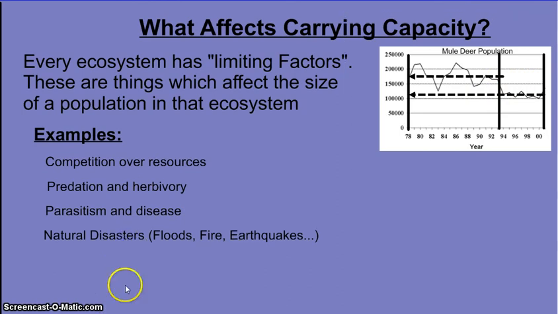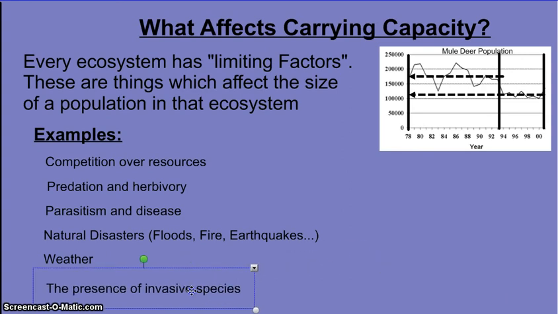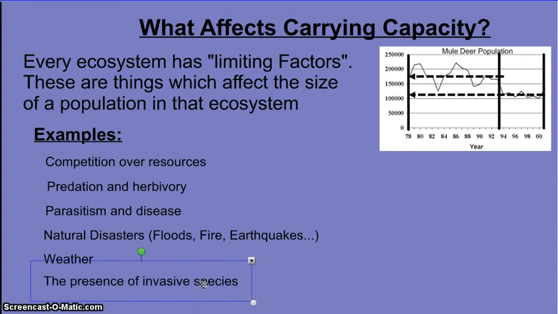Natural disasters can limit, and so can weather. And we have one more, which I didn't think about, but I just thought of. And that is the presence of invasive species. This is kind of a very modern type of limiting factor that only humans really cause, but if you have invasive species, they will also cause the population to decline.